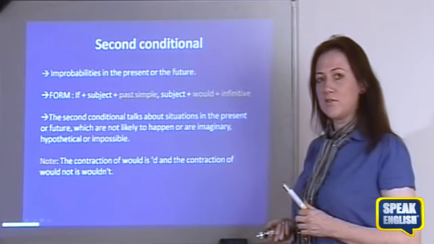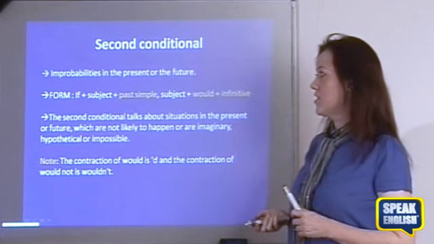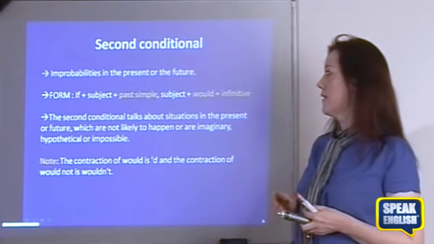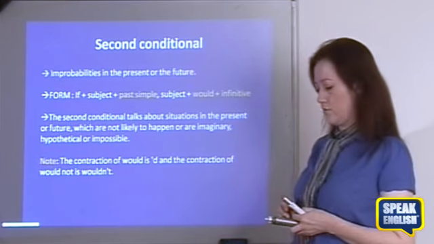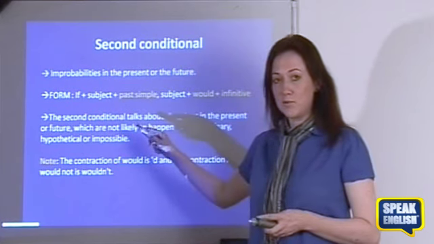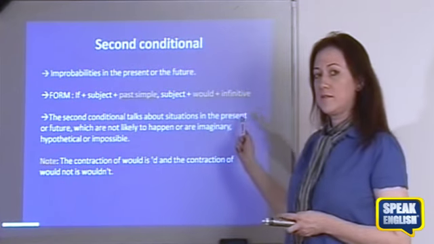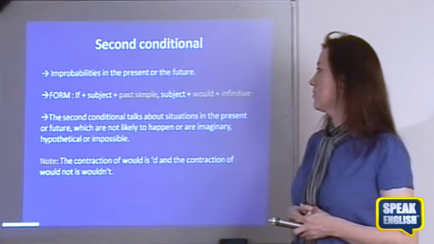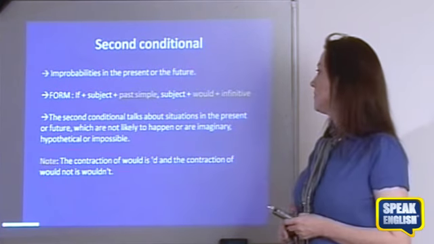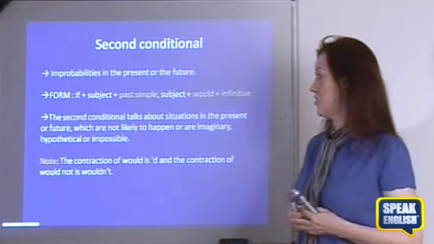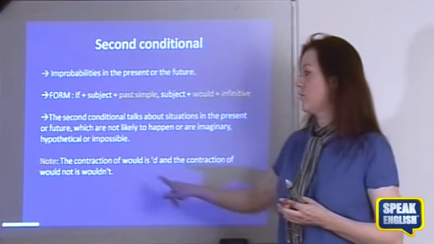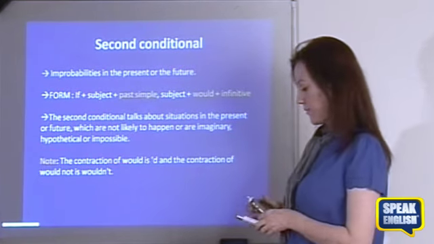Now let's talk about the second conditional. The second conditional is about improbabilities in the present or the future. So the form is a bit different, again, to the first conditional. In the if clause, we have if plus subject plus past simple, subject plus would plus infinitive. The second conditional talks about situations in the present or the future which are not likely to happen or are imaginary or impossible situations. The contraction of would is 'd, and the contraction of would not is wouldn't. Let's have a look at some examples.